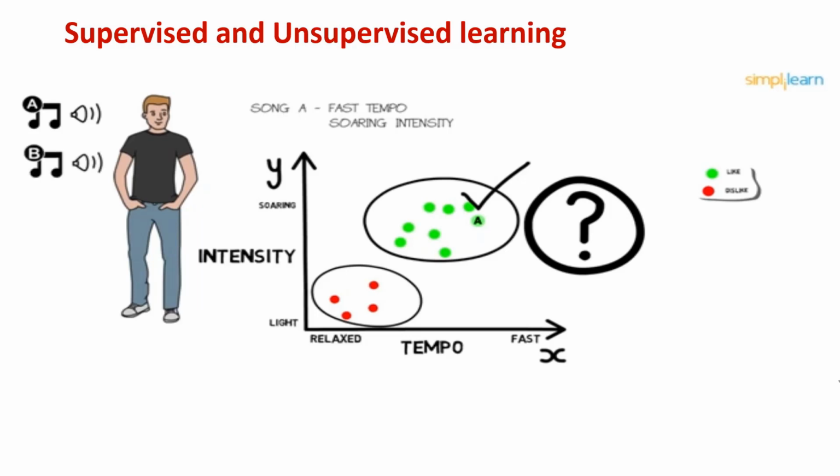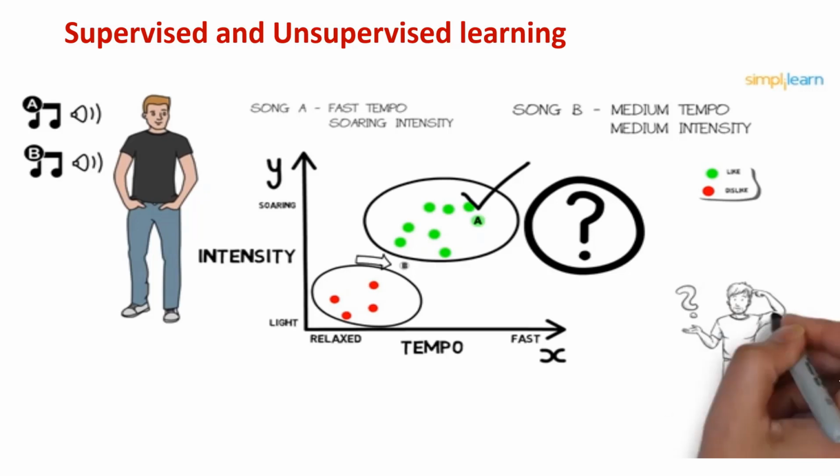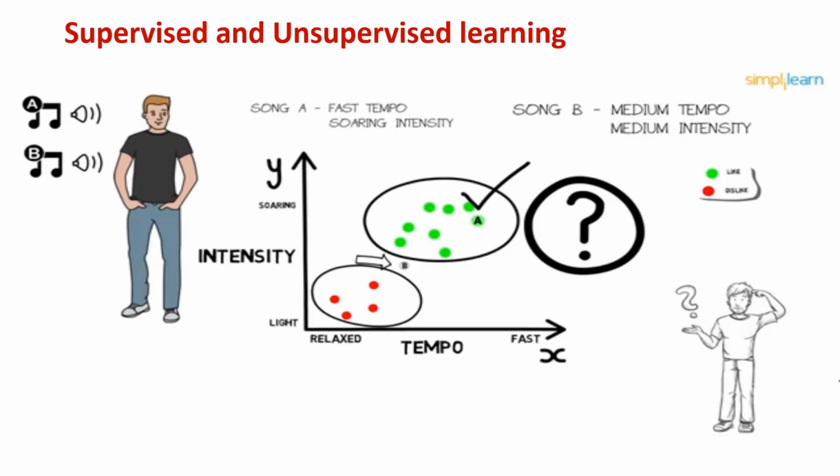Let's say now Paul listens to a new song. Let's label it as Song B. So Song B lies somewhere here with medium tempo and medium intensity. Neither relaxed nor fast, neither light nor soaring. Now can you guess whether Paul likes it or not? Not able to guess whether Paul will like it or dislike it? Are the choices unclear? Correct.